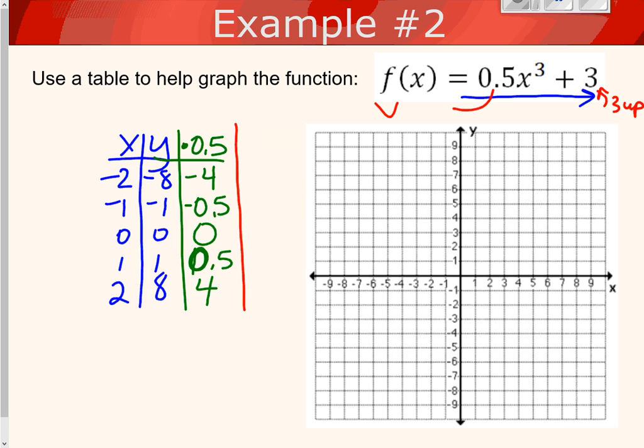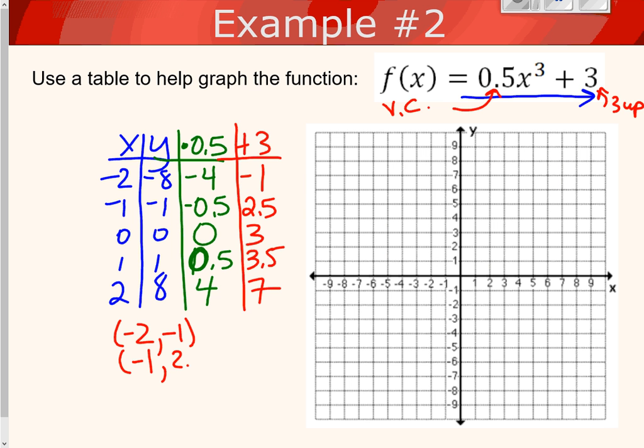And this was a vertical stretch. Nope, a vertical compression, sorry, because it's less than 1. So vertical compression by a factor of 0.5. Okay, 3 up means I'm going to add 3 right here, and I get -1, 2.5, 3, 3.5, and 7. So my new points are going to be (-2, -1), (-1, 2.5), (0, 3), (1, 3.5), and (2, 7).